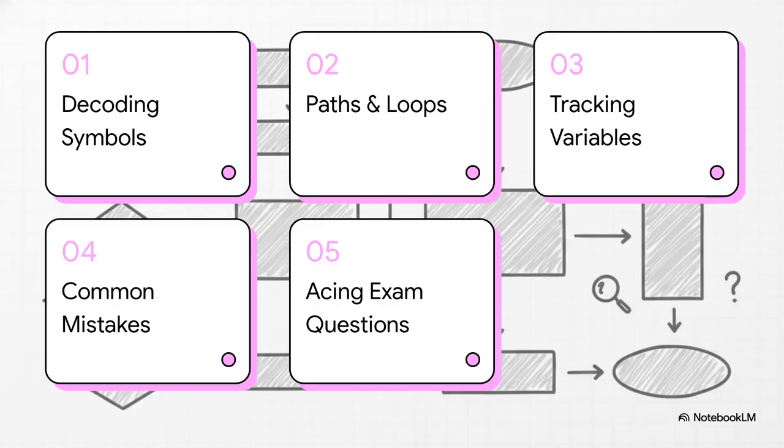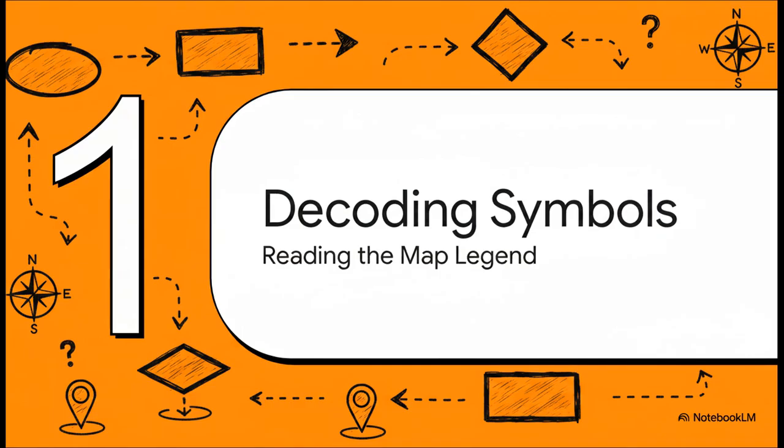Number 1, decoding flowchart symbols. Number 2, sequences, decisions, and loops. Number 3, tracking variables step by step. Number 4, avoiding common tracing mistakes. And finally, number 5, acing your exam questions. Let's get to it.